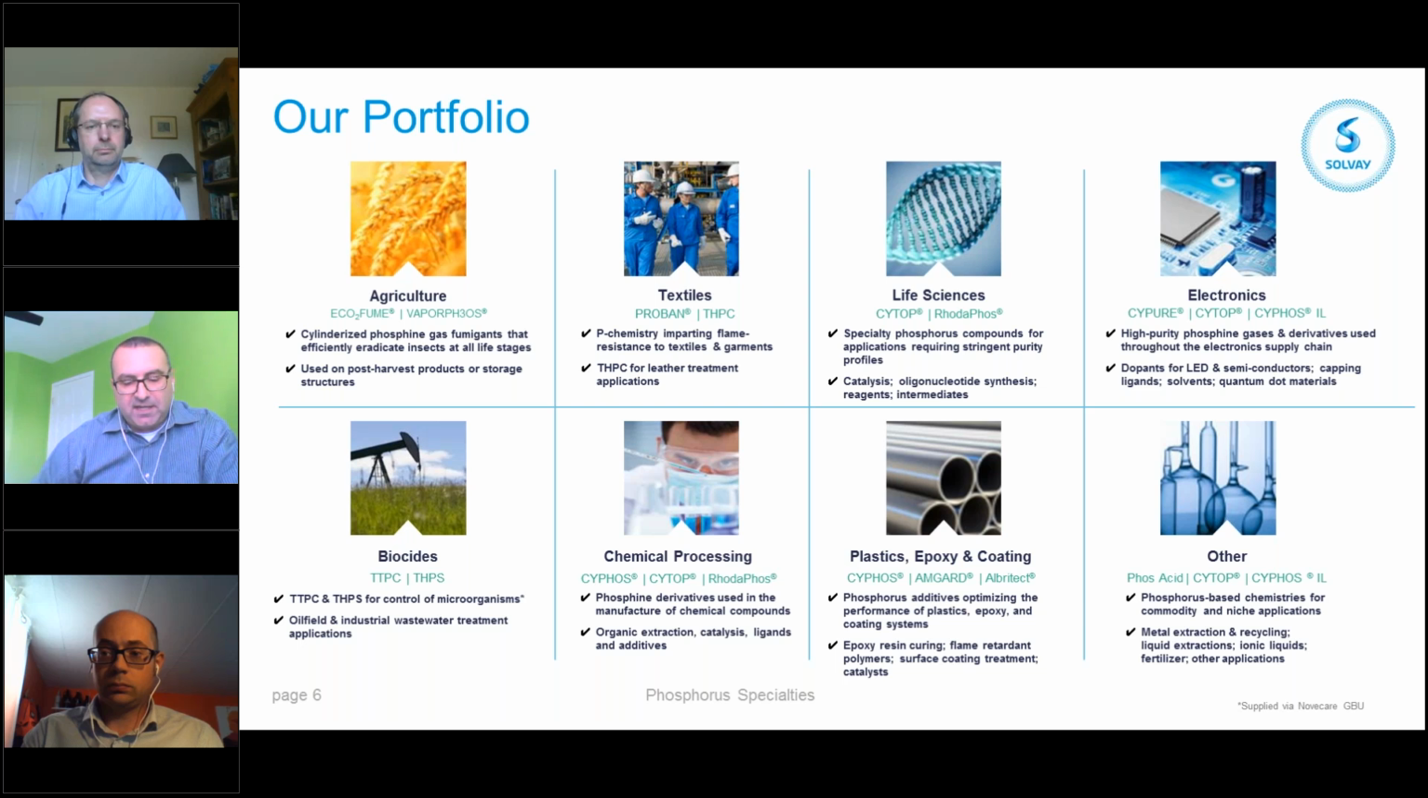So those differentiated phosphorus products, like I said, have a number of applications. Whether it's cylinderized phosphine gas that's used in agriculture as a fumigant or in electronics as a dopant, or phosphonium salts that are used in biocide applications or as catalysts in the curing of epoxy products, really there's no limit to the applications of those phosphorus-based products. Of course, today we're going to focus on applications in life sciences and catalysis.